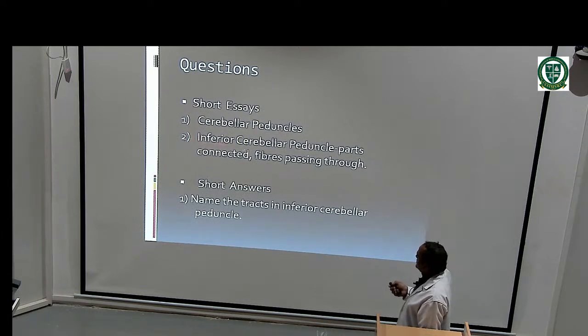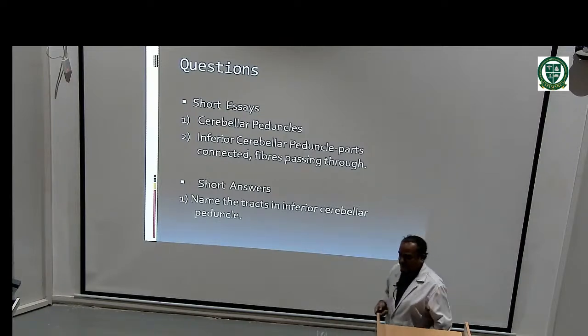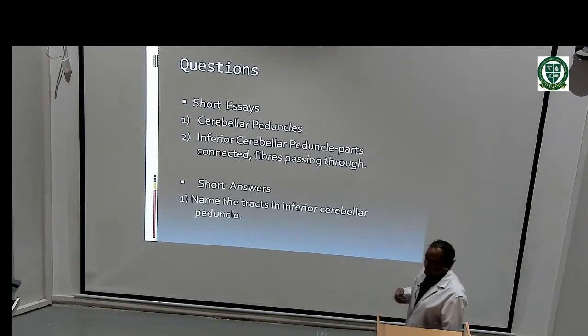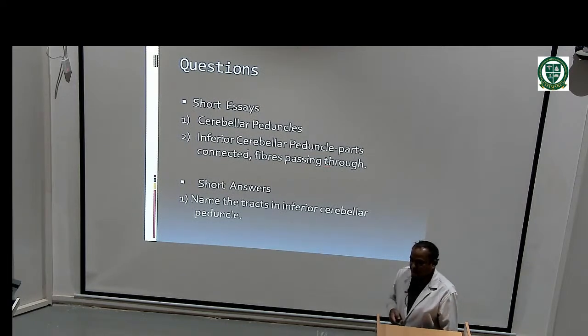And second question is inferior cerebellar peduncle. In this you have to describe parts connected, and fibers passing through the inferior cerebellar peduncle. Next, short answers. Name the tracts in the inferior cerebellar peduncle.